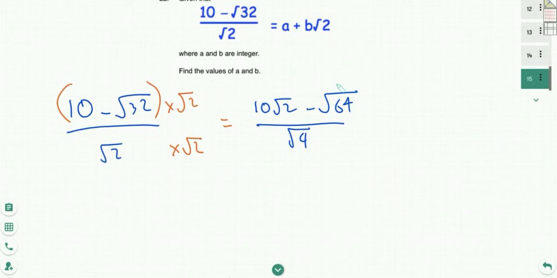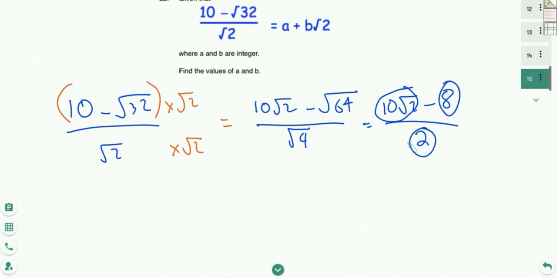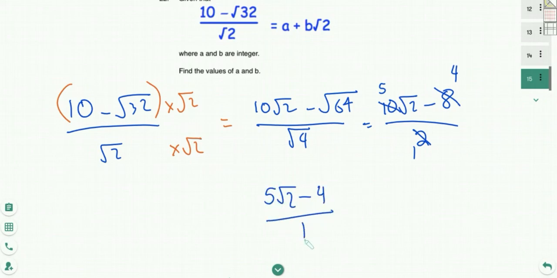Okay, let's try and simplify this. So 10 root 2 minus the square root of 64 is 8. And the square root of 4 is 2. Then I have 3 terms. I can divide all 10, 8, and 2 all by 2. So this becomes 5, this becomes 4, and this becomes 1. So it's 5 root 2 minus 4 over 1. And anything over 1 is itself. So 5 root 2 minus 4.